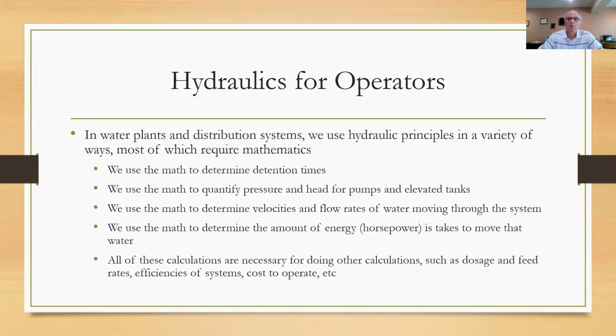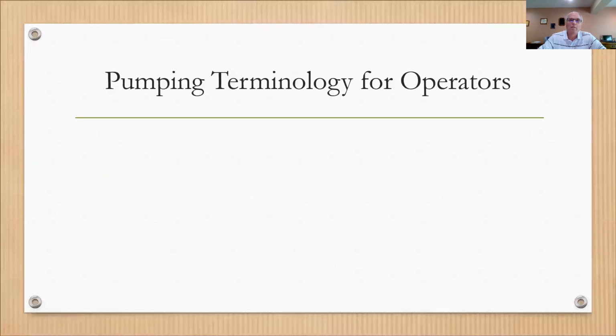We have to use math to determine detention times, pressures, head on pumps, elevated tanks. We have to determine velocities and flow rates of water moving through our system. Of course, we have to do the math to determine the amount of energy or horsepower that it takes for those pumps to move that water through our system. Also, many of these calculations are necessary to do other calculations, such as dosage control, our feed rates, our efficiencies of our systems, cost to operate our water plants and our distribution systems. So this is the basic math, part one, for pumping and horsepower.